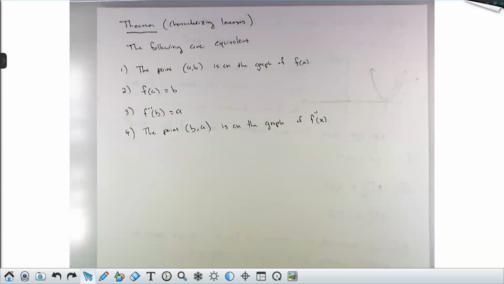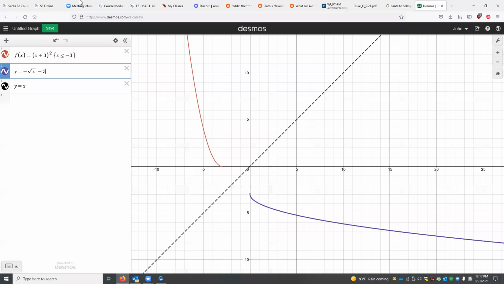So this theorem is hugely important for understanding what inverses do, especially with respect to graphs. If you take items 1 and 4, A B is on the graph of f means B A is on the graph of f inverse. That means you can take any point on the graph of f and find the corresponding point on the graph of the inverse function. Let me return to this picture. Let's go back to the one that we chose.